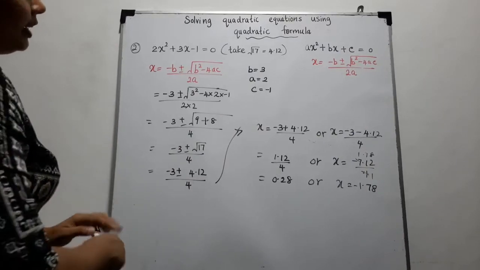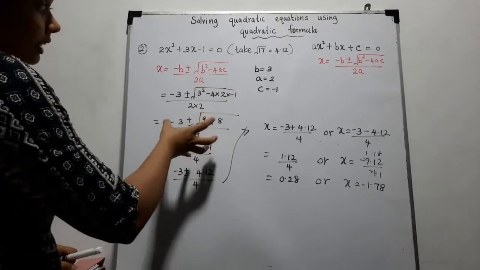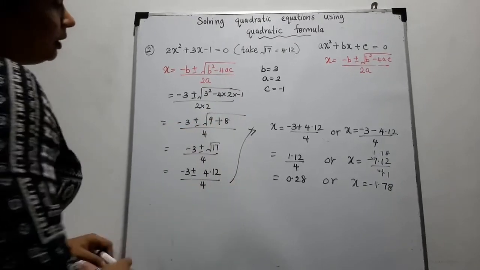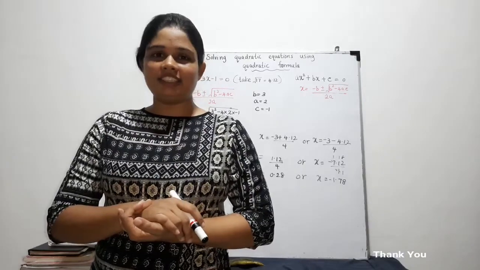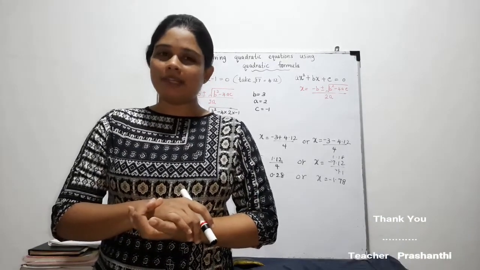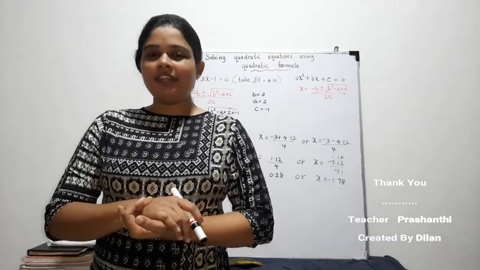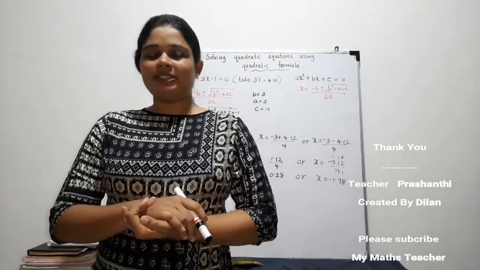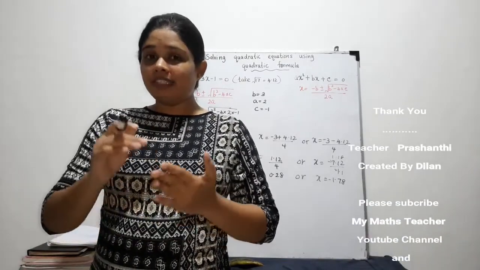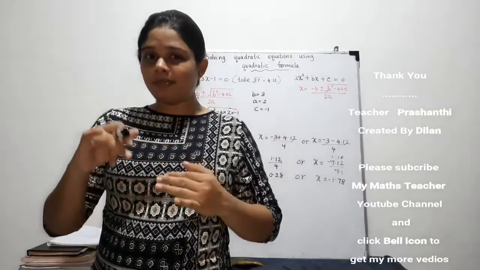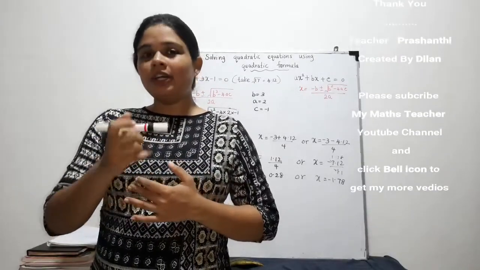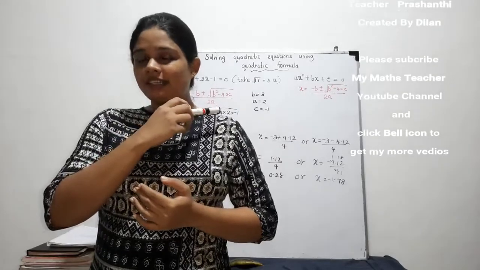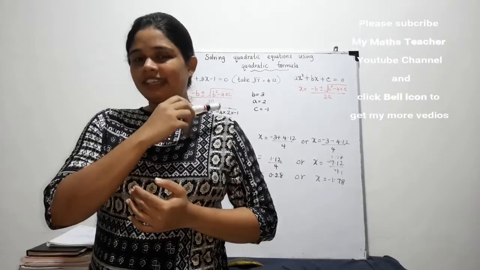I hope you understood both of these examples. Now I have finished the lesson on quadratic equations completely. Hope everybody understood the lesson well. When you are given a quadratic equation to solve, if it cannot be factorized, you can use the method of completing the square, or you can use the quadratic formula. I think this method is very easy.